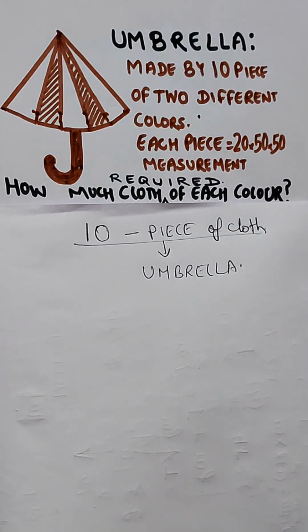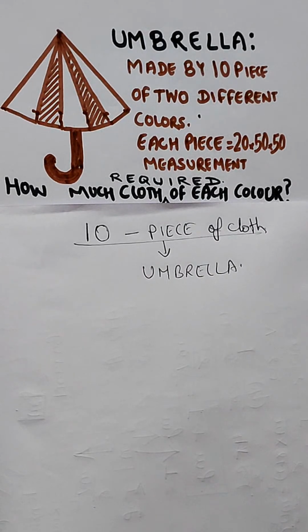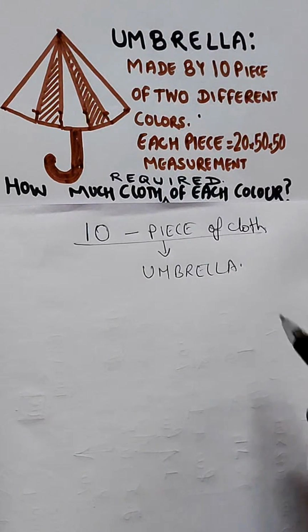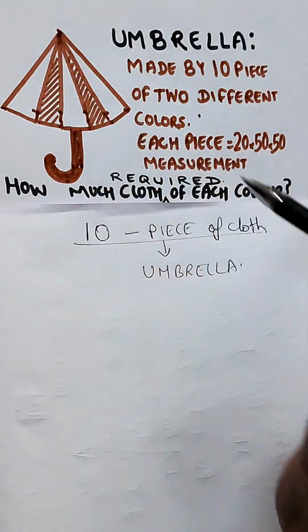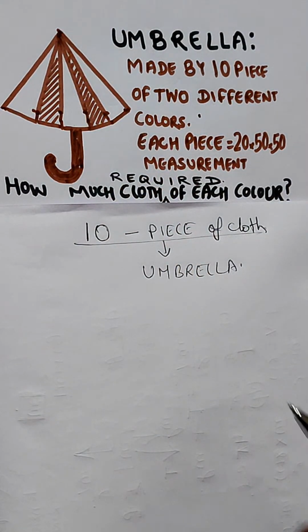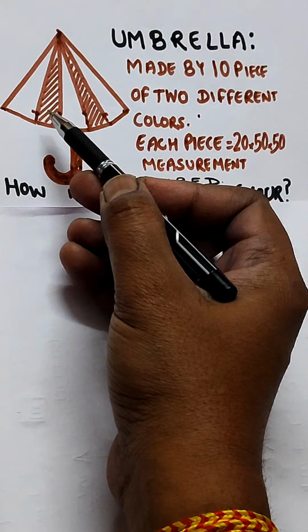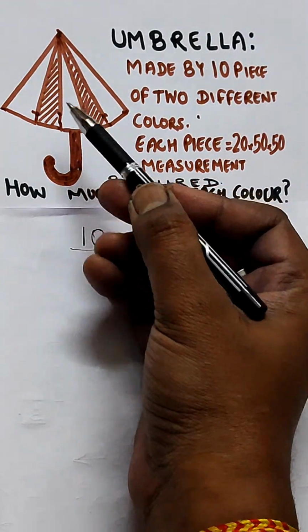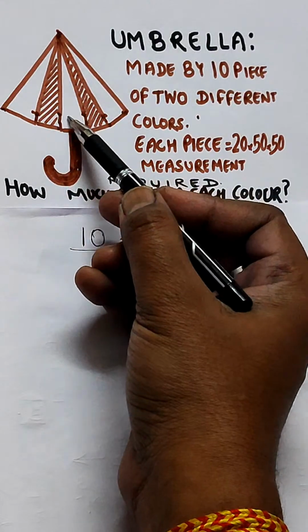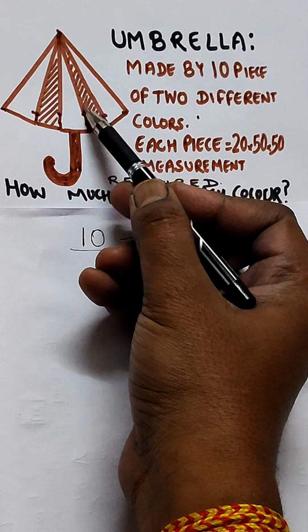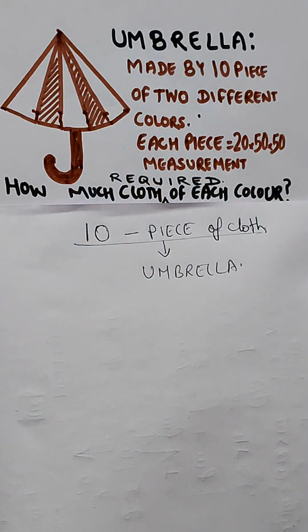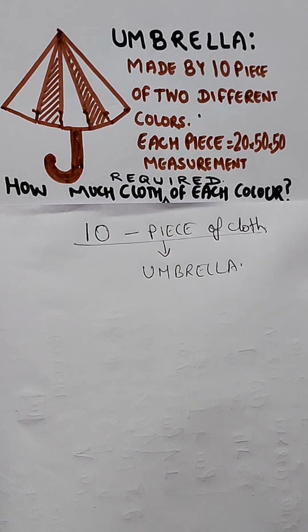right? So if these 10 pieces are stitched together and all these 10 pieces are triangular, you can see here these are triangular in shape, right? And these are two different colors. You can see this shaded one is of different color and the blank is of different color. So I use this coloring format to distinguish the two different colors. Each piece measuring 20 centimeter, 50 centimeter and 50 centimeter.